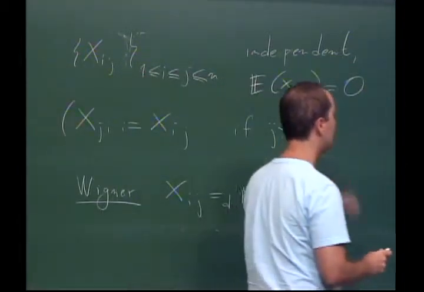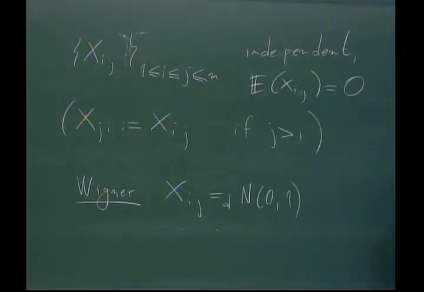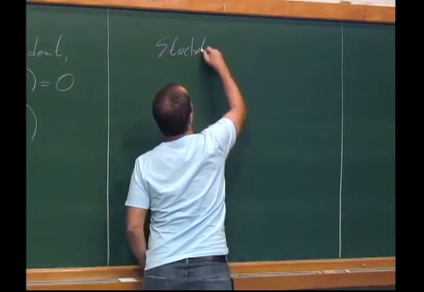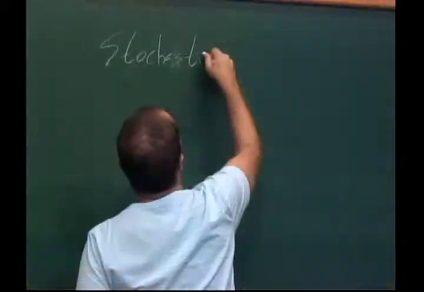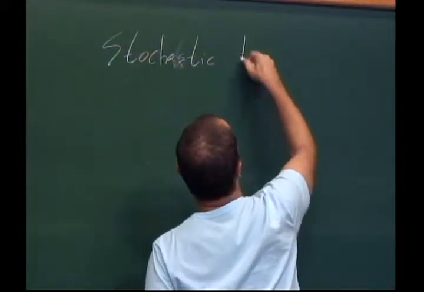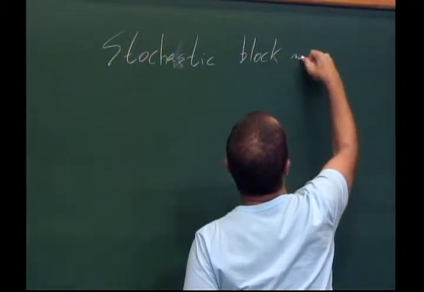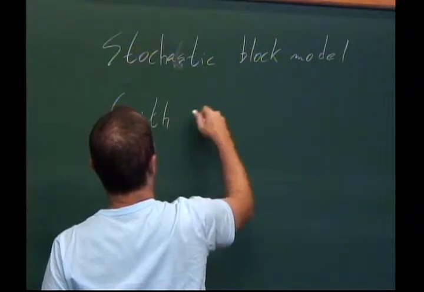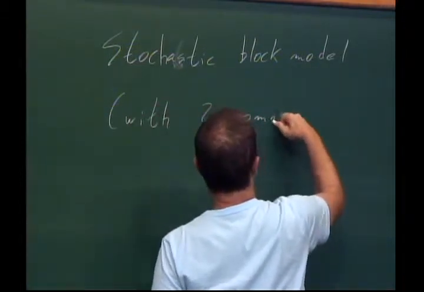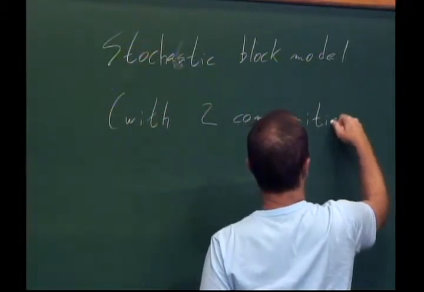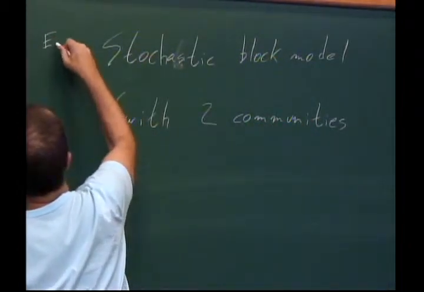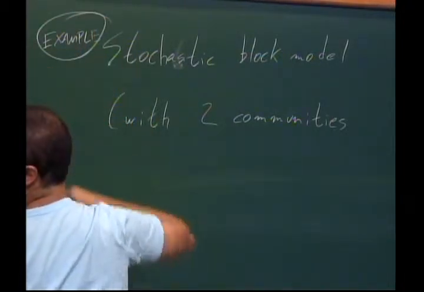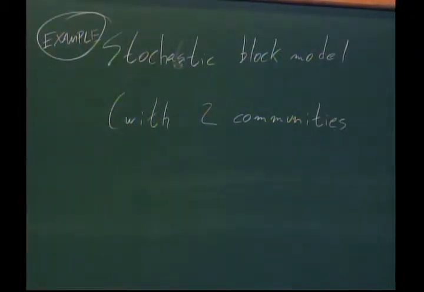Let me give you a different motivation to study this kind of matrix here, which comes from, in some sense, statistics, which is the stochastic block model. And let me add here, with two communities. So this is an example of a problem that somehow involves a matrix like the Wn over there.